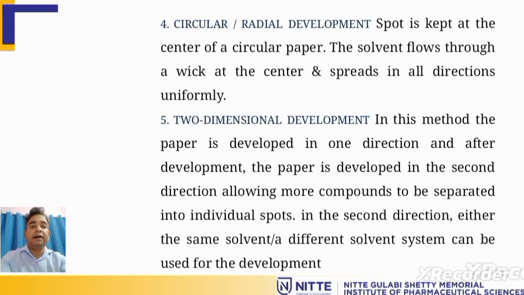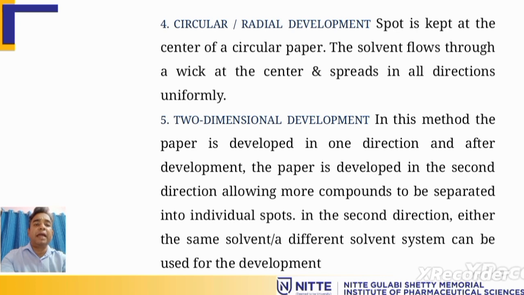Then we have a circular or radial development. In this, we make a circle on which the sample is spotted, and then a wick is given through which the solvent flows, and the wick is generally made of cotton. Then the solvent flows throughout the circle made on the paper, moving in all directions, and later on the Rf value is calculated. So the spot is kept at the center of the circular paper. The solvent flows through a wick at the center and spreads in all directions uniformly.